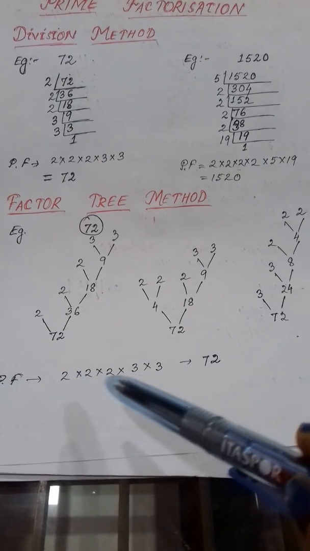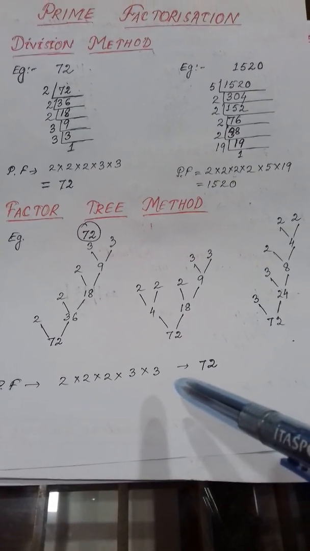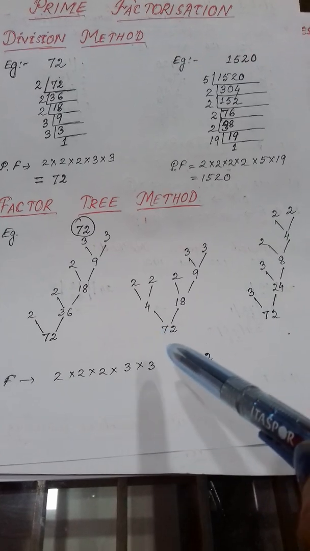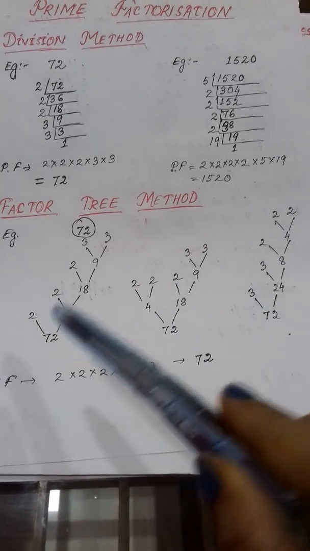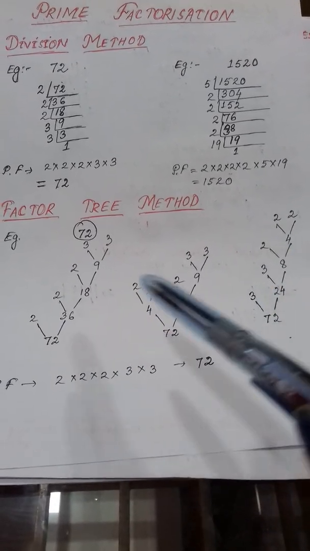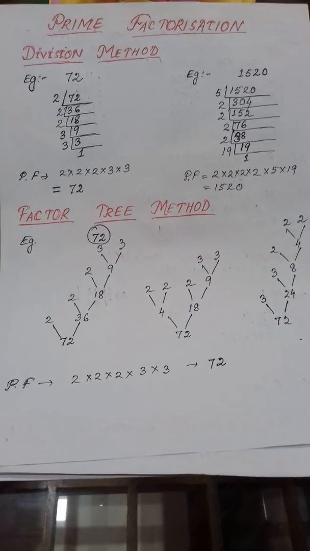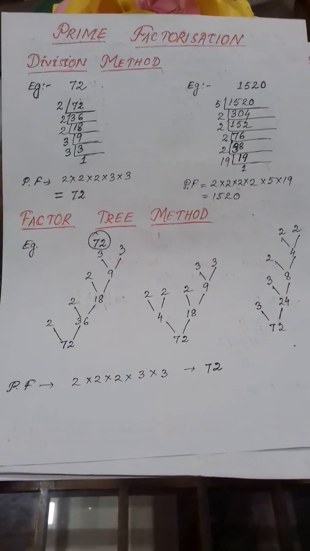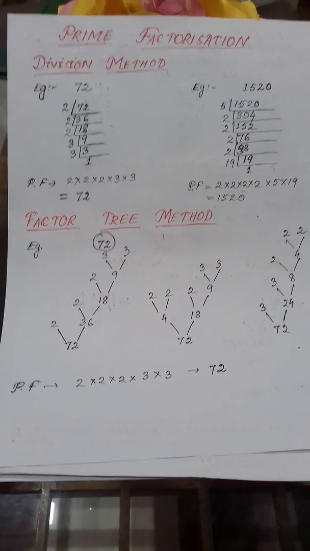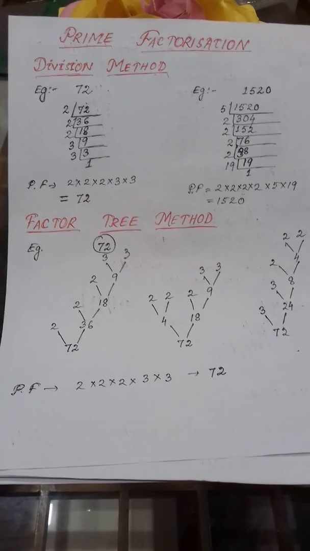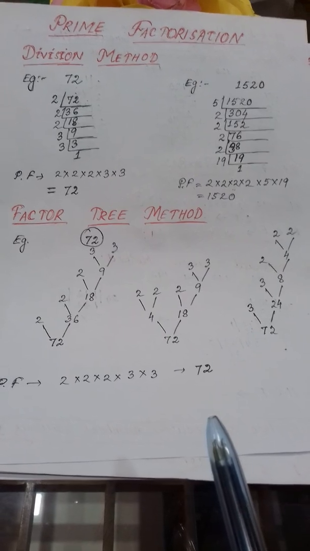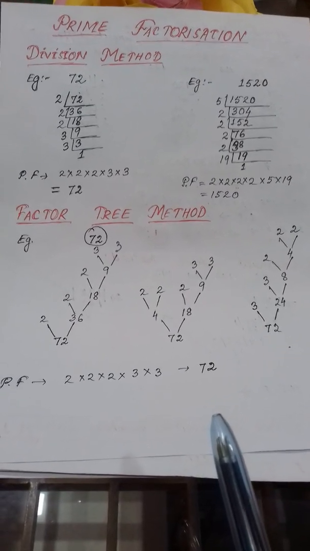So at last you will write down the answer in this format. Here the same number with different factors I have shown you. Clear? So this is the prime factorization, how to find the prime factorization by the division method and factor tree method. I think students you have understood, everyone.